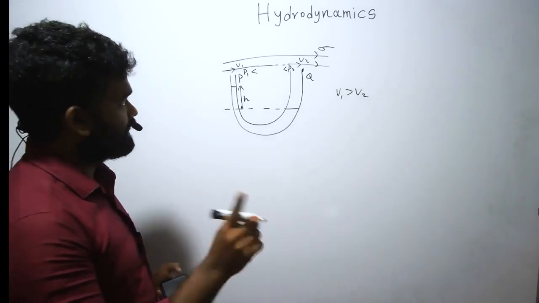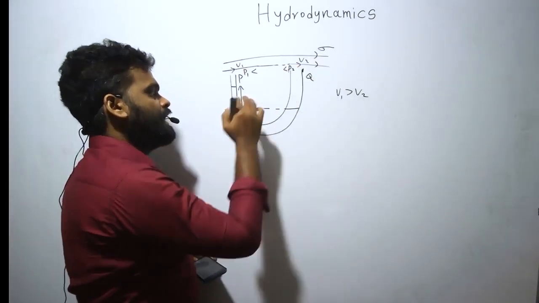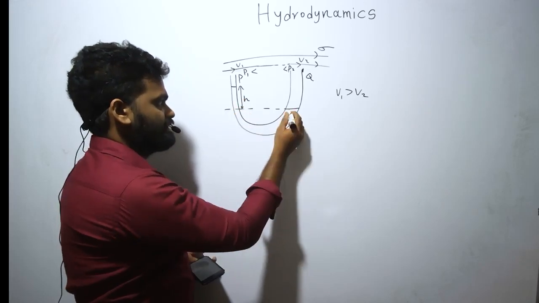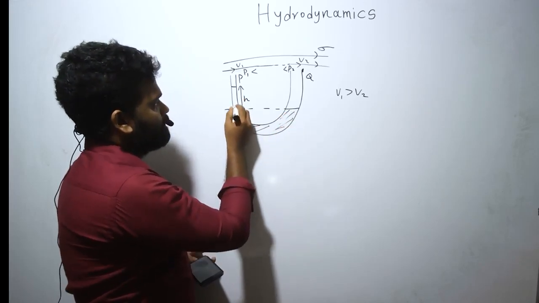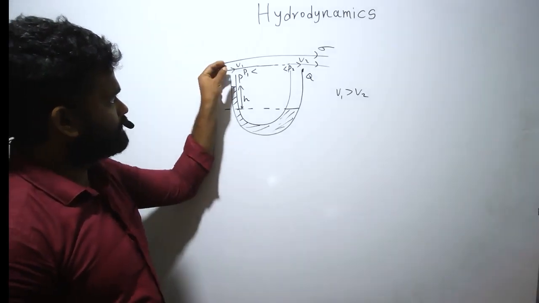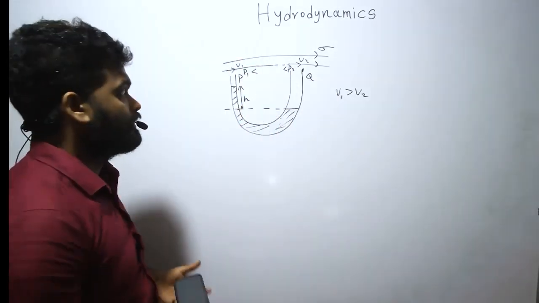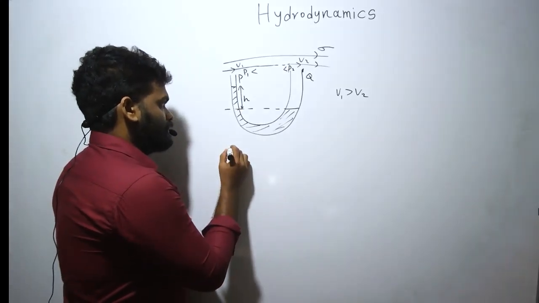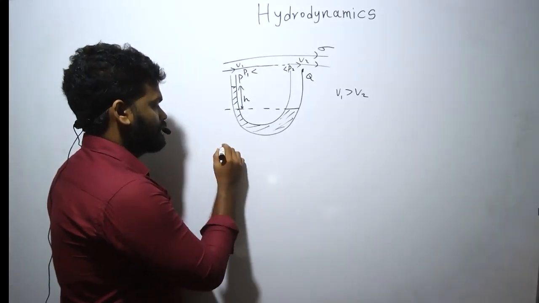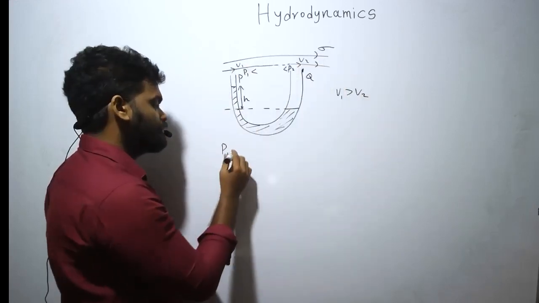Okay. So you can understand here you have hydrodynamics. Here you have hydrostatics, right? So this is the liquid. Okay. So first I'll just apply Bernoulli's equation to this streamline. So you don't have to consider rho gh, right? You can see this is at the same level. Rho gh cancels off.